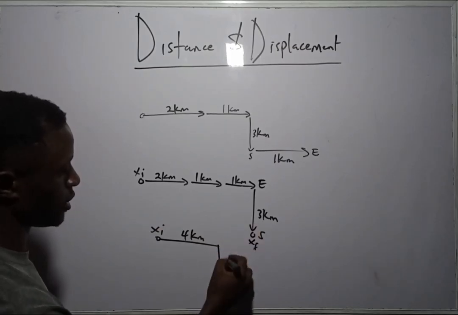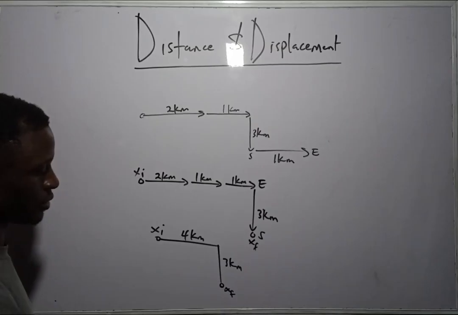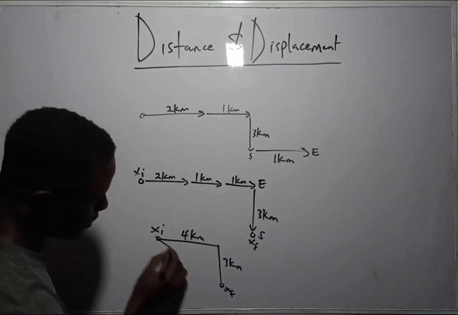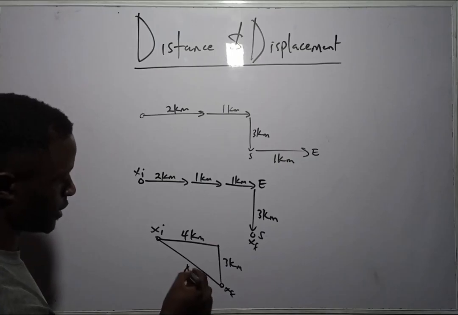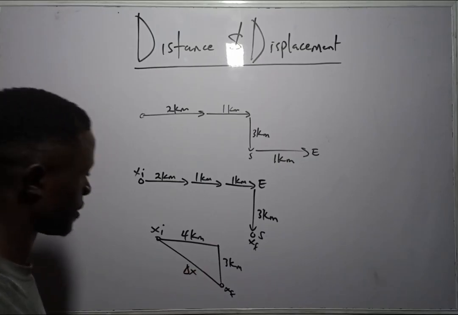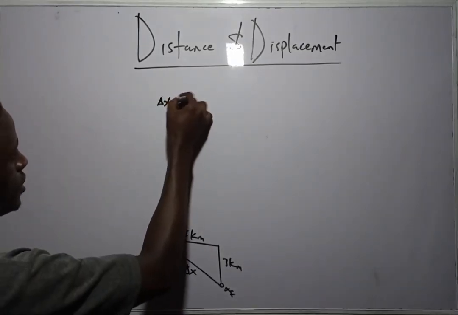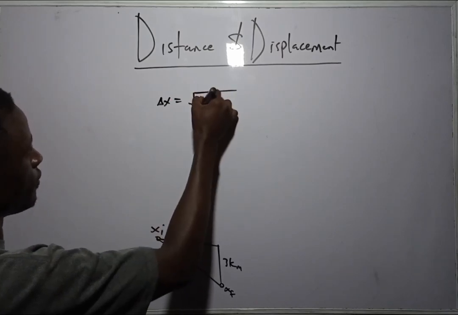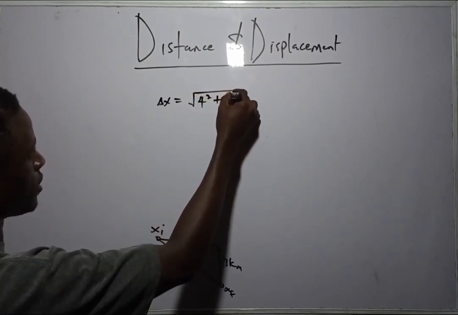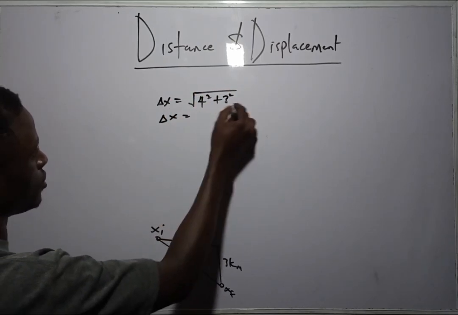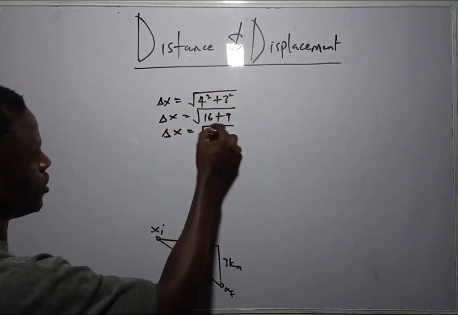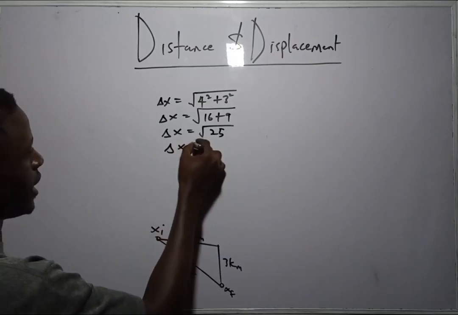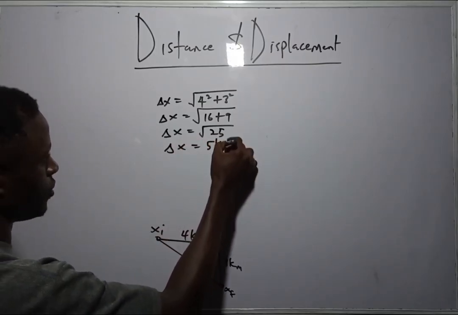Then draw this one down, 3 kilometers. Then this is X final position. Then to find the displacement in this case, this is going to be dx. Displacement is going to be square root of 4 squared plus 3 squared. Dx is equal to 16 plus 9. Dx is equal to 25. Dx is equal to 5 kilometers.